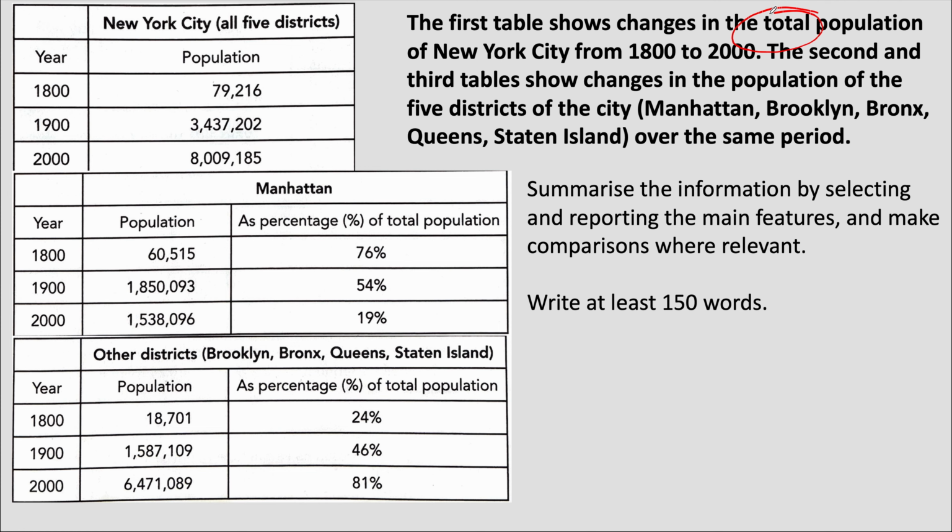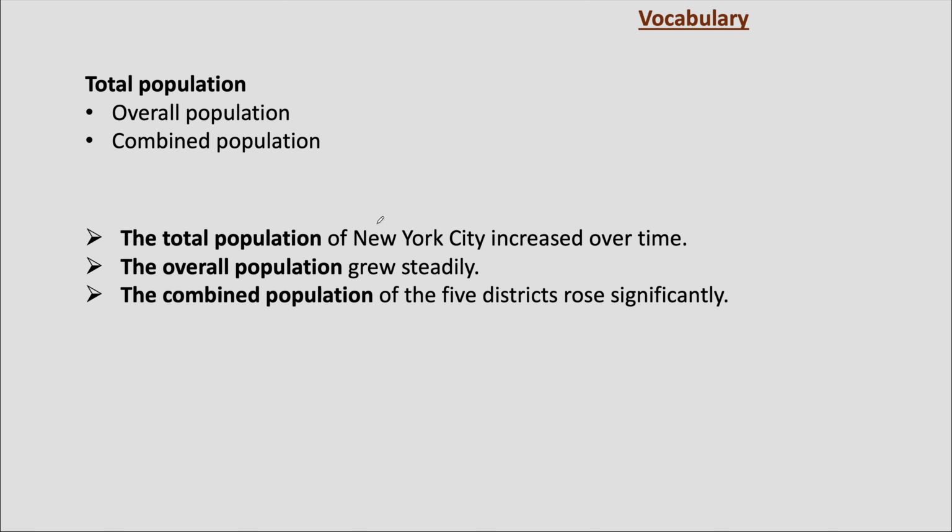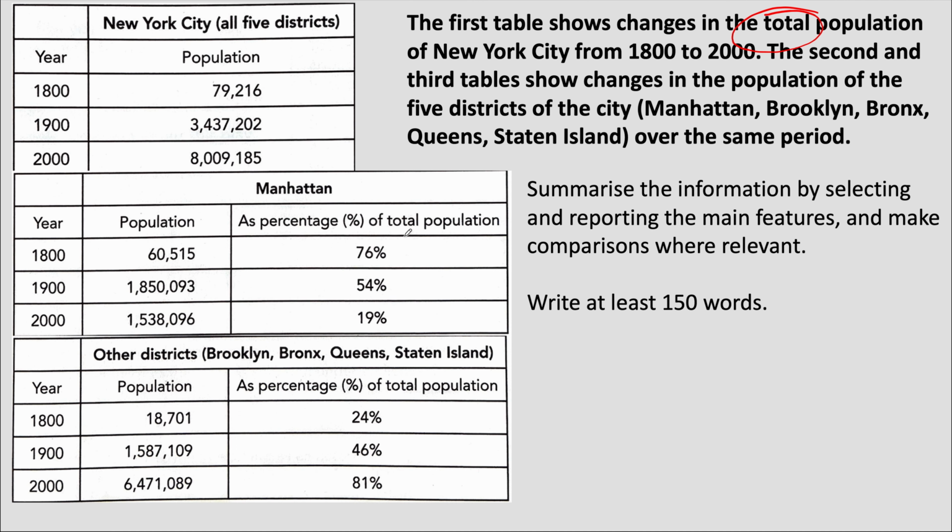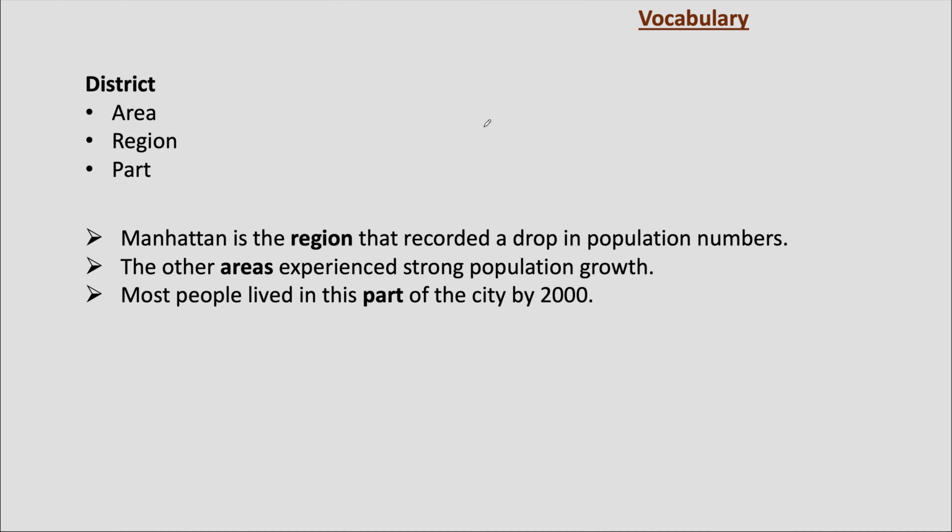Here, total means the entire population of New York City. In the introduction, the first sentence of the writing, it's best to keep the word total. But later we can use overall population or combined population. Another word in this writing is district. Again, it is better to keep the word as it is in the introduction of the writing, but later we can use words like area, region, and part.